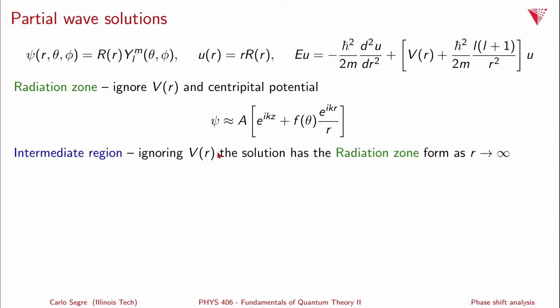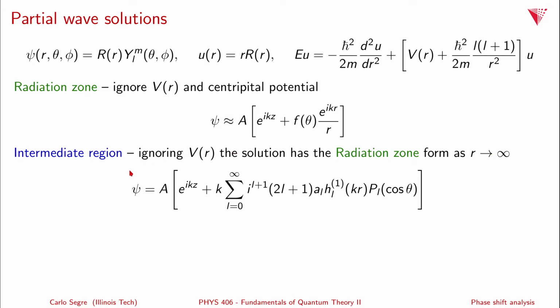In the intermediate region, we ignore V of r, but we have to include the centripetal term, and this solution has to match up with the solution in the radiation zone as r goes to infinity. And the solution there was e to the i kz plus k times the sum over l of i to the l plus 1 times 2l plus 1 times A sub l, the partial wave coefficients, the Hankel function sub l of the first kind of kr, and the Legendre polynomials P sub l of cosine theta.